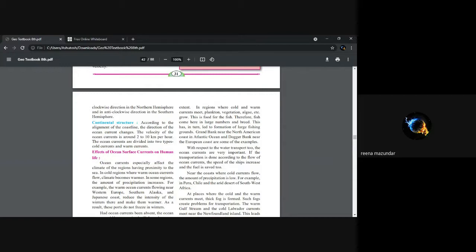Who will answer me now? Yes, Nidhi. Grand Bank near the North America coast in the Atlantic Ocean and Dogger Bank near the European coast are some examples of large fishing grounds. Very good. Yes, next, Hariom. Grand Bank near the North American coast in the Atlantic Ocean and Dogger Bank near the European coast are some examples of fishing grounds.